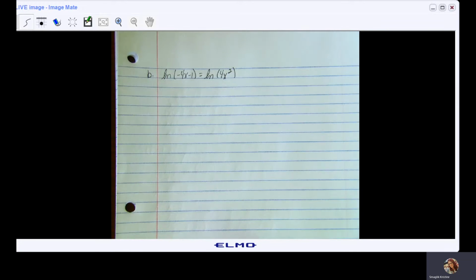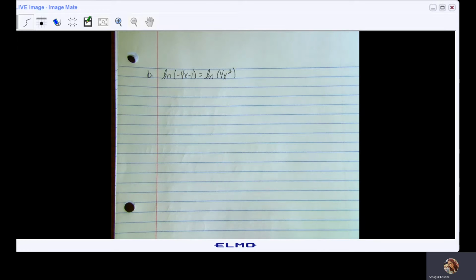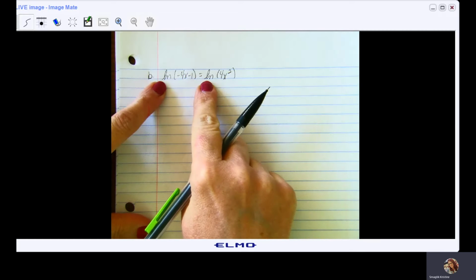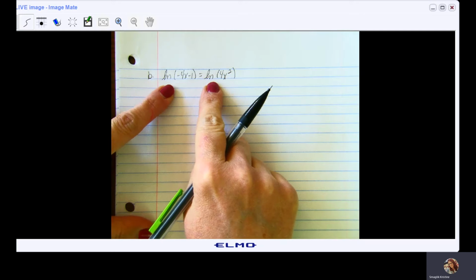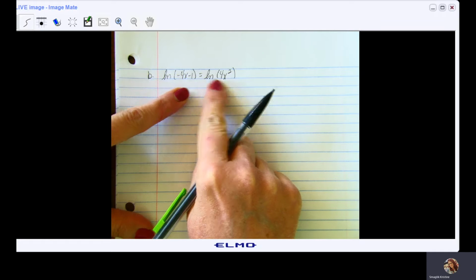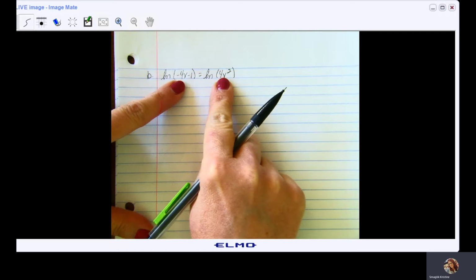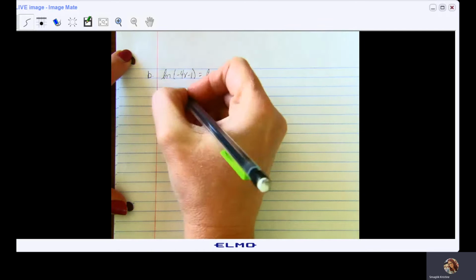Let's do another. Here is B. And again, pause the video, jot it down, give it a shot, then come on back. Okay, so we have the natural log of the quantity negative 4x minus 1 equals the natural log of 4x squared. So again, I've got my logarithm. The bases are both e. Remember, the natural log has the implied base e. So by my property of equality, I've got this equal sign here too. That means my arguments would have to be equal. So let's work with those.